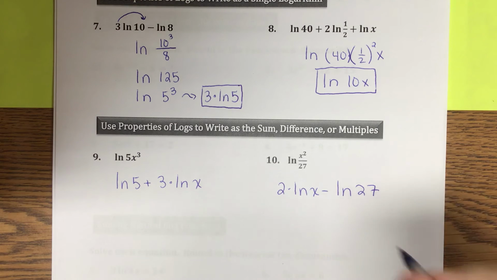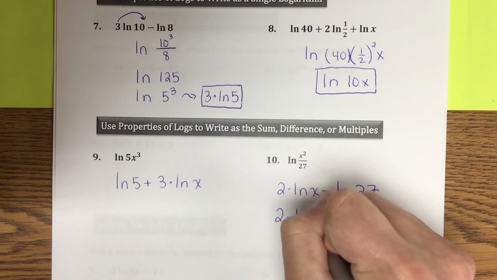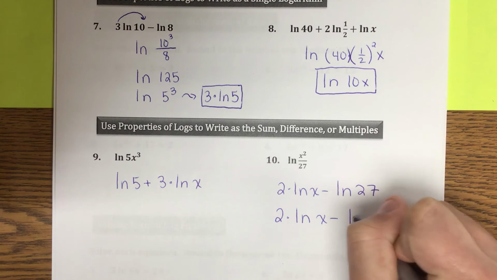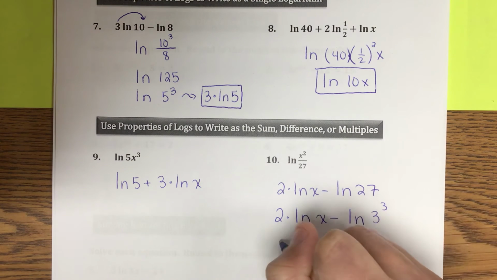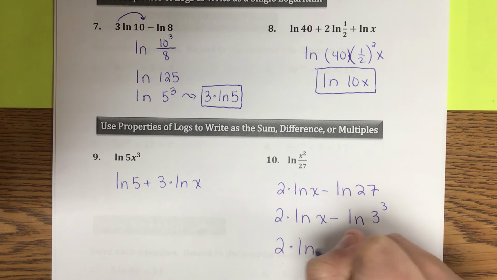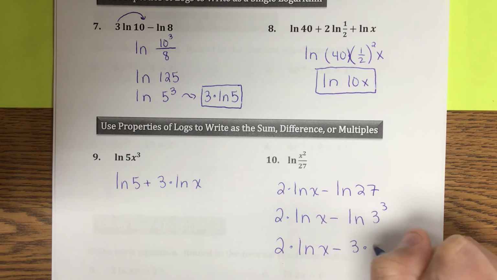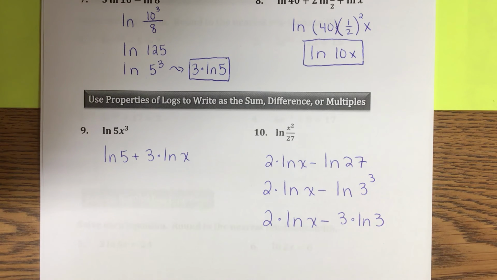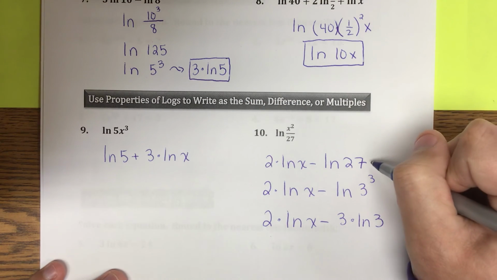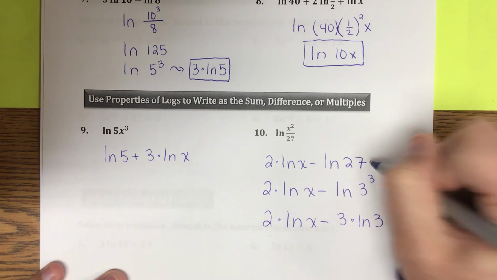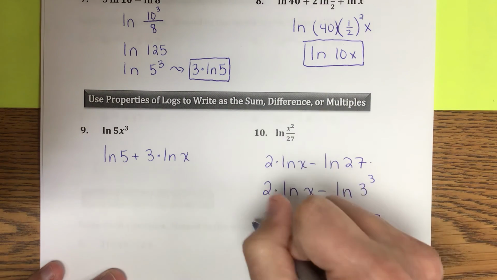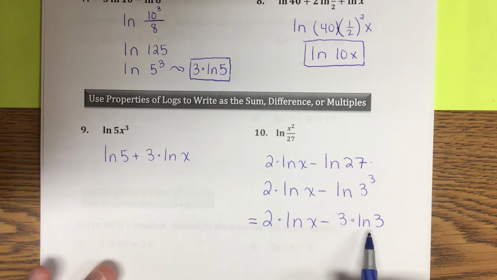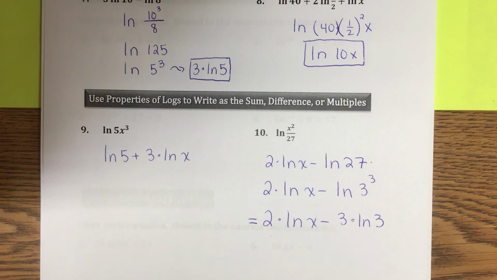And we know that 27 is 3 to the 3rd. And so then I can use the power property to write it out as 2 times the natural log of x minus 3 times the natural log of 3. Though you wouldn't be wrong if you just had that first answer, right? That's acceptable as well. But this is even more expanded in terms of the power property.